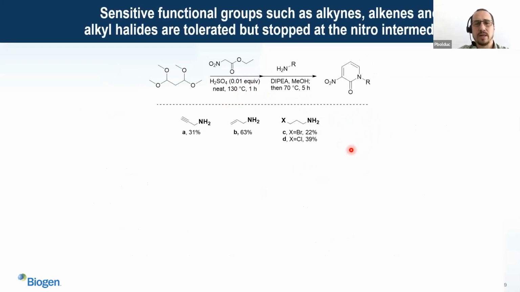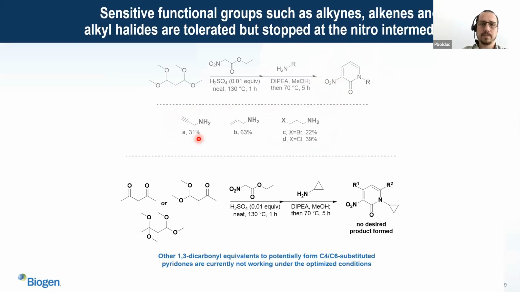Additionally, we tried to introduce some more sensitive groups. So, for example, here, chloride, bromide on an alkyl, an olefin and an alkyne. These we decided to show by stopping at the nitro level, because we figured that the experimentalists going through this, adding those building blocks to the molecules, would probably want to derivatize them further before unmasking the amine anyway. And also, for reasons of compatibility with the reduction stage subsequently, it was preferable to stop here.